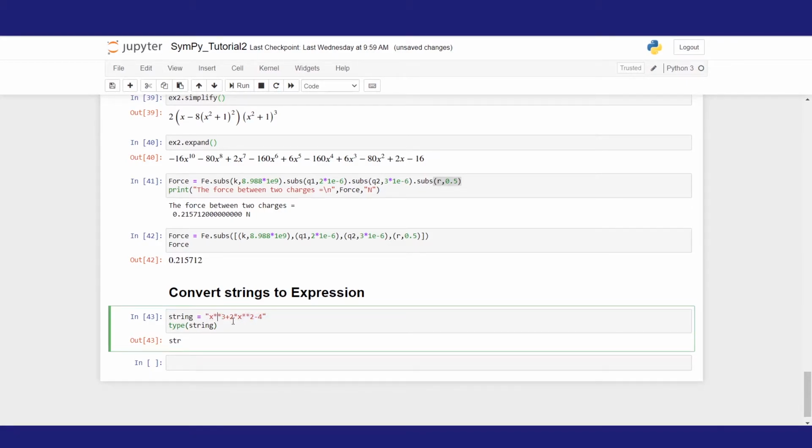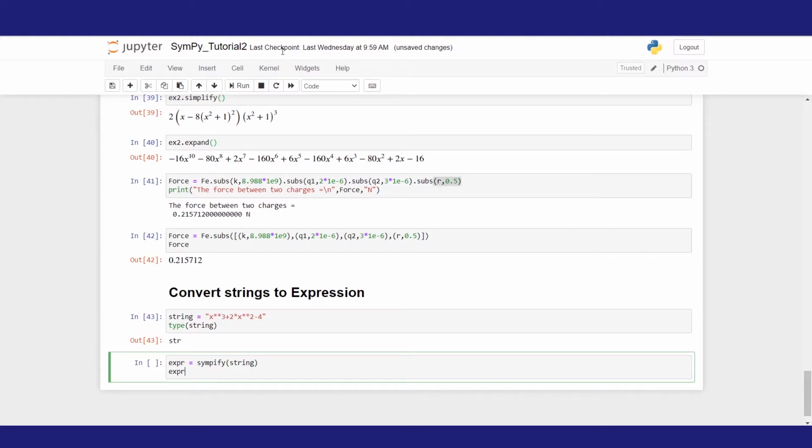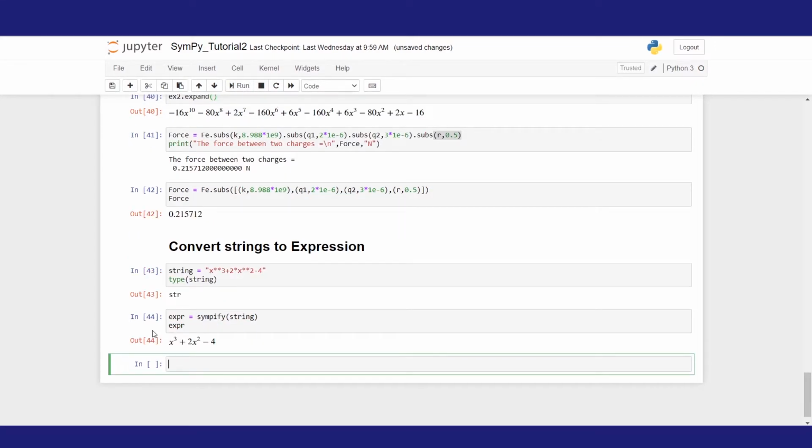But if we want to convert it to an expression, we can say expression equals, and we can use a function that is called sympify. Please note it is sympify, of the string. And when we do that and we call back our expression, let's see what we have. We have x cubed plus 2x squared minus 4 as our expression.